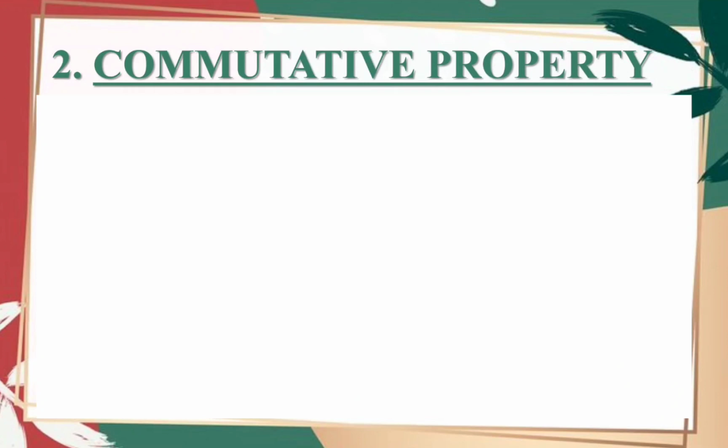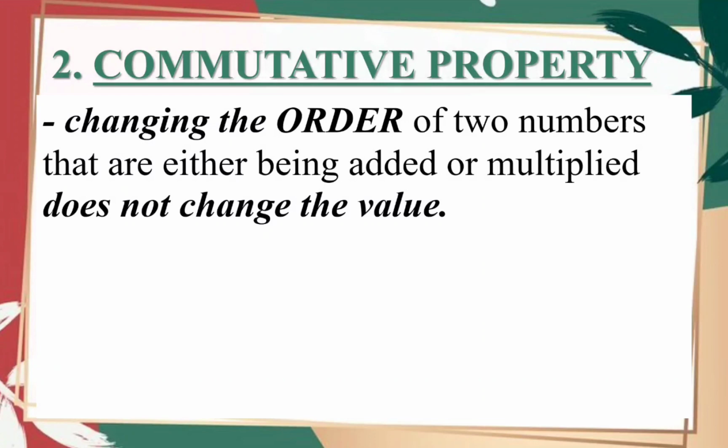The second property is what we call the commutative property. The commutative property states that changing the order of two numbers that are either being added or multiplied does not change the value. Sa Tagalog, kahit pagpalitin daw natin yung order, yung pagkakasunod-sunod, yung pagkakaayos ng mga numbers or integers na ina-add natin or minumultiply, hindi magbabago ang sagot or yung value. So this is the condition for commutative property.